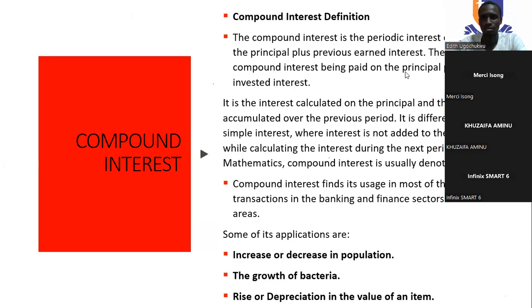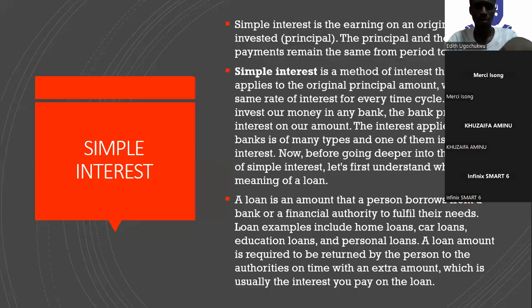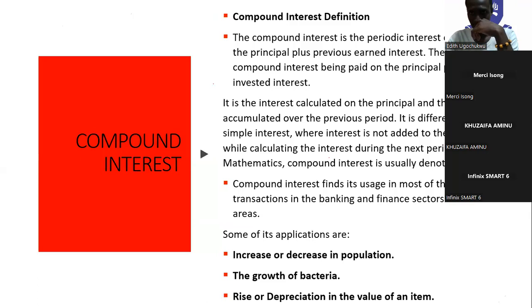So, what's the basic difference between compound interest and simple interest? The basic difference is that, remember, simple interest is the earning on an original loan. So you calculate your interest on the principal. Remember that's what I said. You calculate your interest on the principal amount. That's for simple. What is compound interest? Compound interest is the periodic interest earned on the principal plus previous earned interest. It's just English.